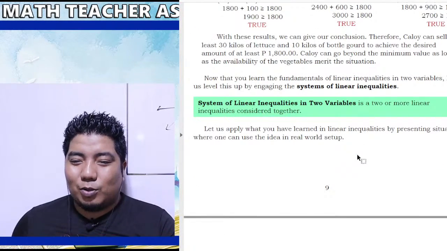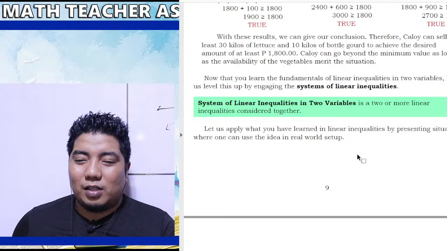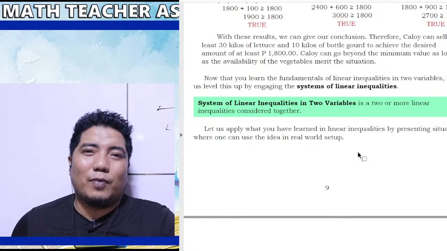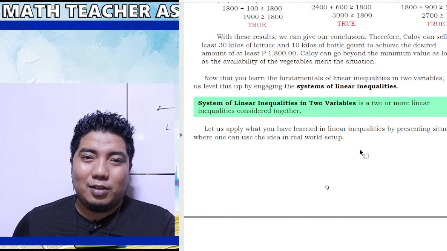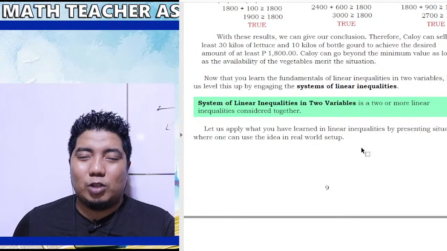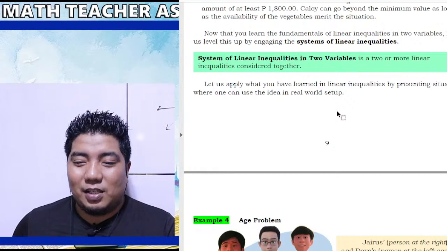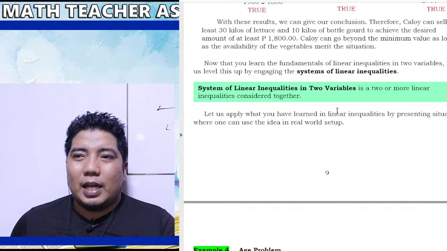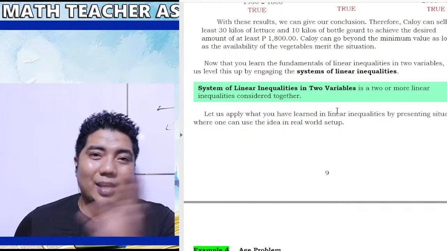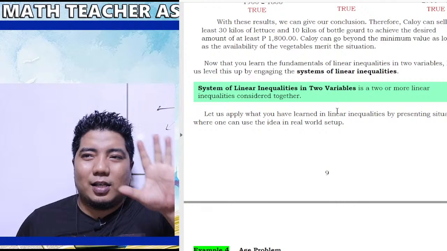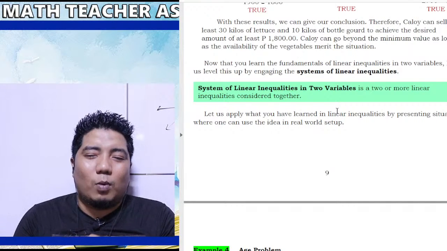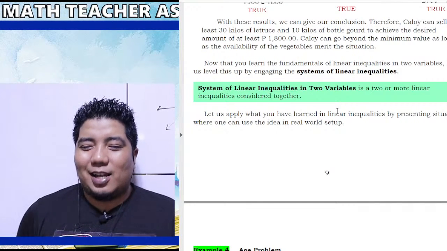Okay, now let us go to the systems, or the system of linear inequalities in two variables. This is a little bit of a challenge, but I'm sure if you have a strong foundation of knowing the linear equation in two variables as well as the linear inequalities in two variables, which is what we have just discussed, then don't worry, the systems of linear inequalities will be easy. It's like graphing two or more linear inequalities on a single Cartesian plane. You make a graph for one linear inequality, then another linear inequality. When you combine them, where the two shades overlap, that is the answer. Okay, so it's that easy, my dear math learners.